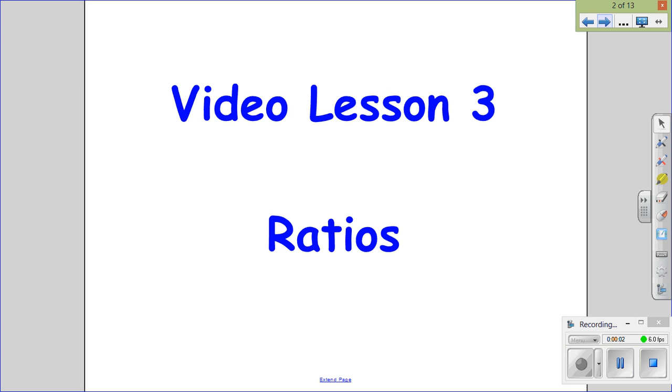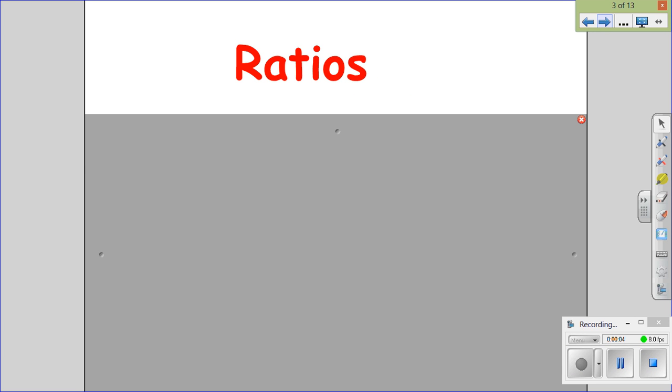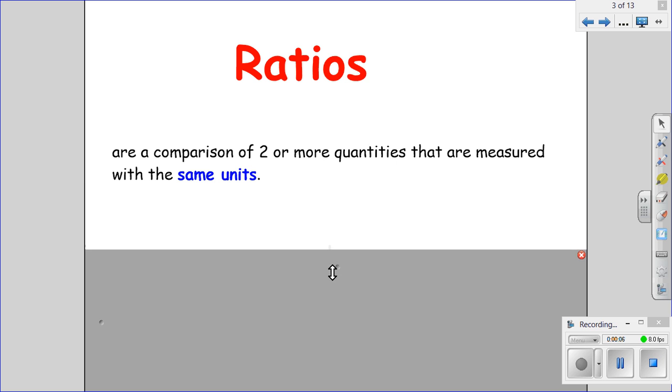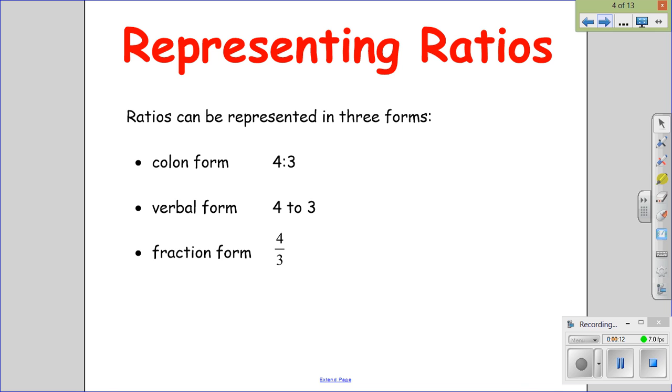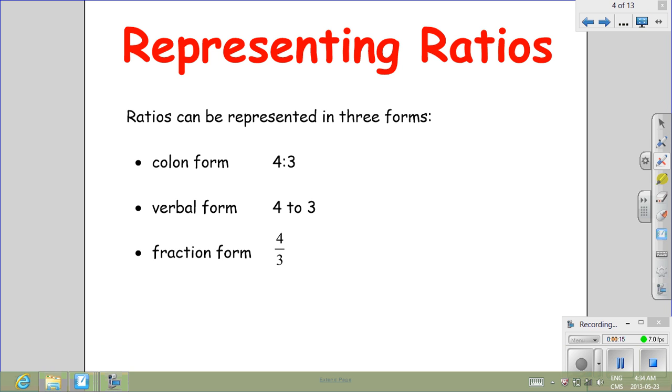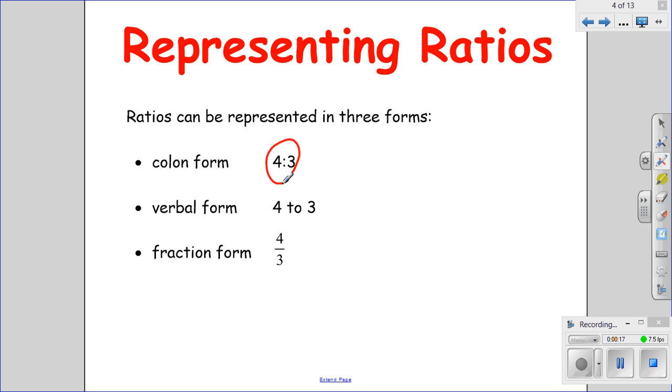Proportional reasoning and ratios. What is a ratio? A ratio is a comparison of two or more quantities that are measured with the same units. They can be represented in three different forms. You have colon form, so you see the little colon in between them, verbal form, which uses the word "to", and fraction form, which obviously uses a fraction.